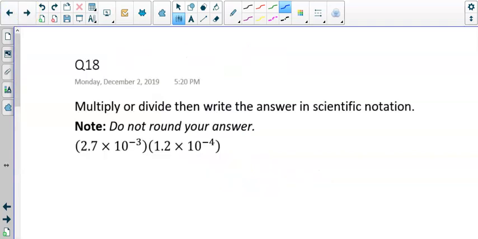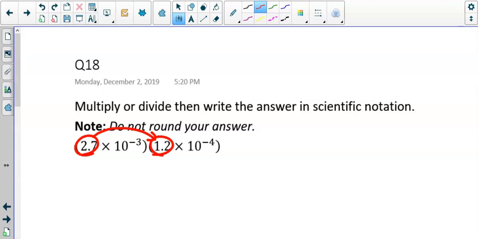Now we move into chapter 5. So this part comes from 5.2 over scientific notation. So we're going to multiply these two scientific notation numbers. Do you remember how to multiply these? For my class, I had a video over this. Yeah, we're going to take these two numbers and we're going to multiply them.